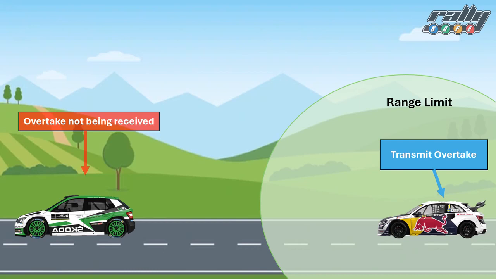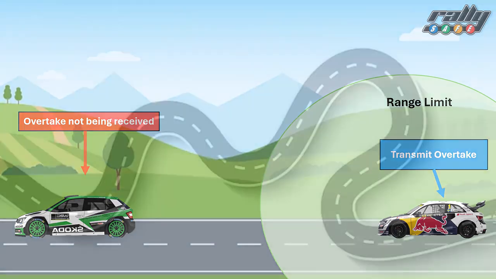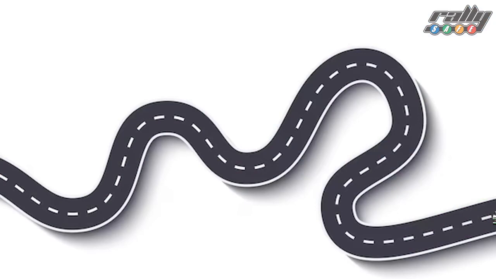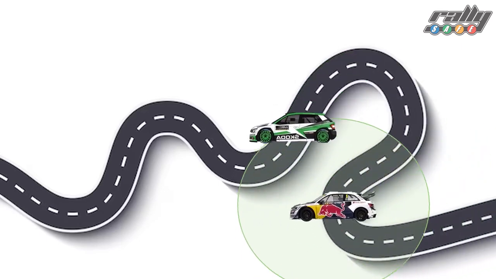Please remember that in race control, we can see how many times you have requested to overtake, from what distance, and if the car in front received the request. You may be in a situation where the car in front is within range limit, but not yet within a range that you could conduct the overtake within 10 seconds.